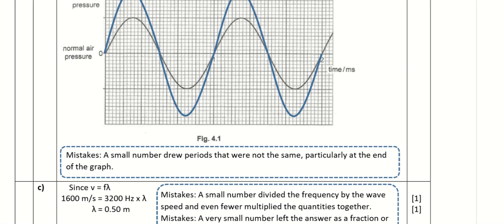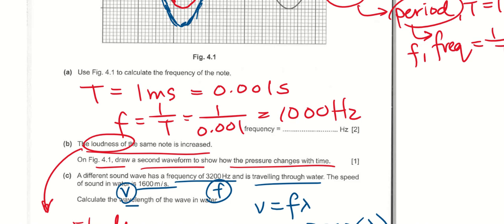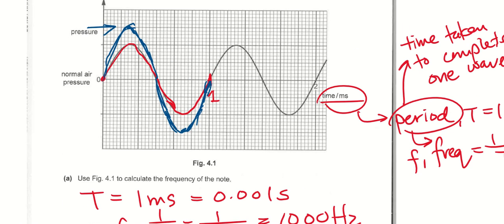Just now for the drawing, a small number drew periods that were not the same, particularly at the end. So what is the instruction? They want you to draw a second waveform to show. Therefore, I shouldn't just stop here. I need to continue. My amplitude should be the same, but more importantly, my period should be the same. So something like that.